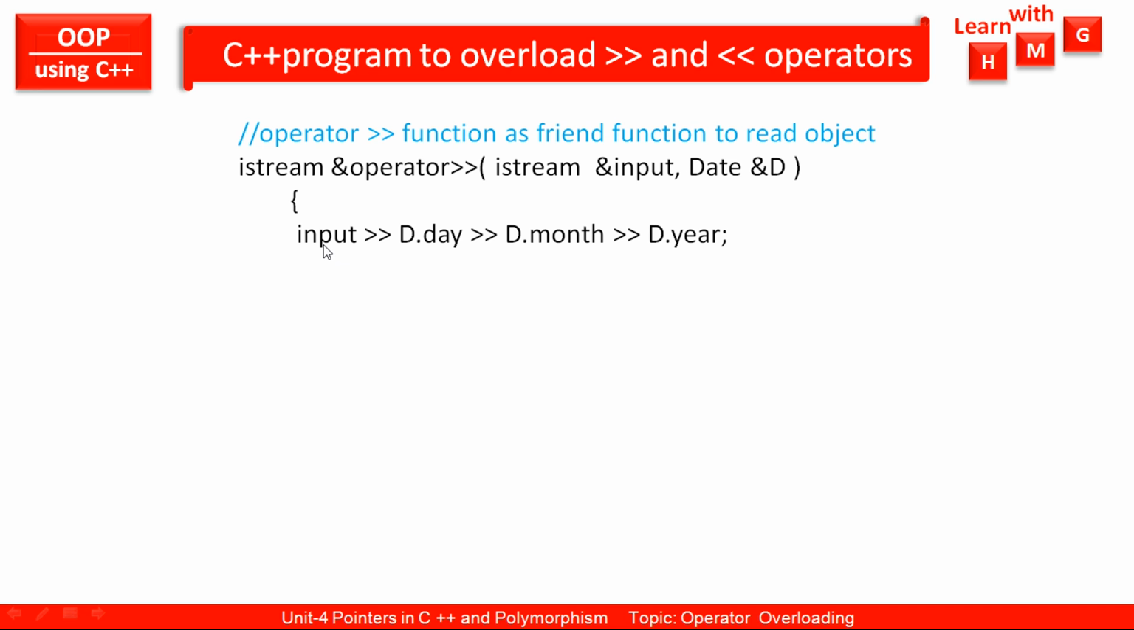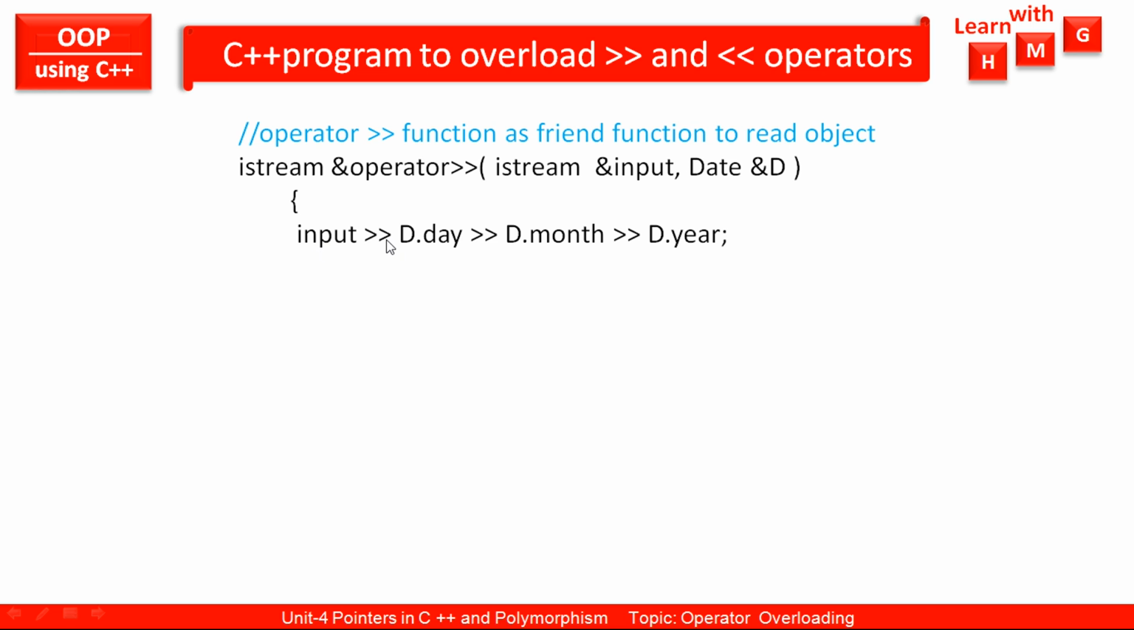Now here in the body of the function, we use this input. I already told you that input is representing the input stream object. Generally we are using cin here. Now cin is the input stream object, which is a predefined object. Now here we are using a user defined object of the input stream class. Instead of cin, I am now using input. That is the only difference.